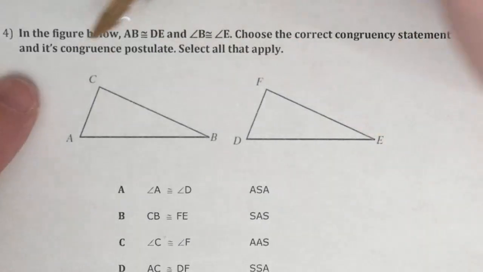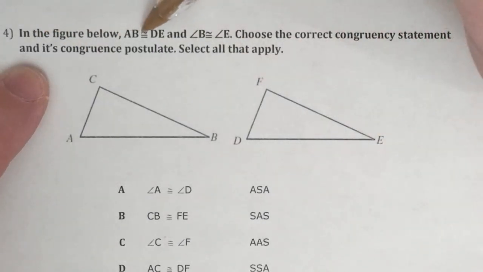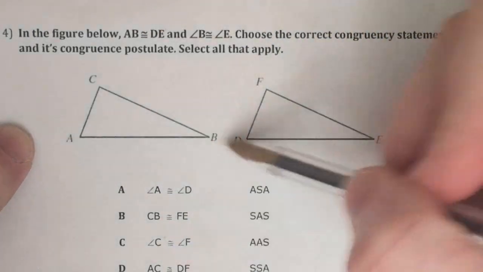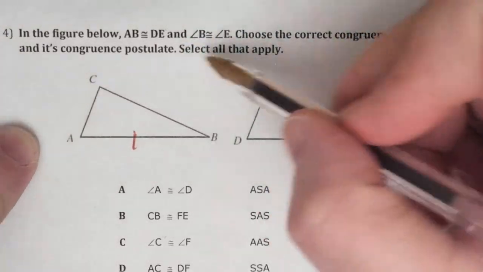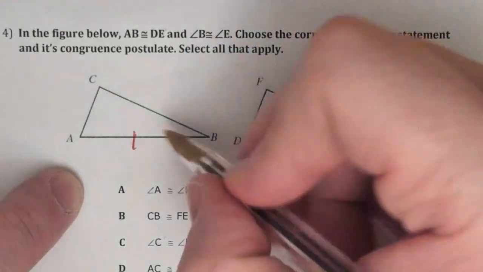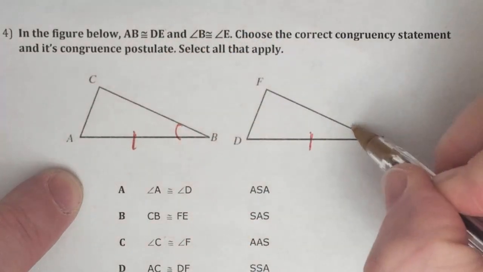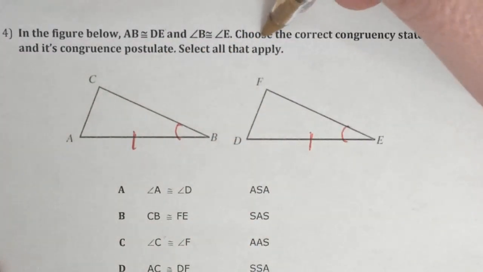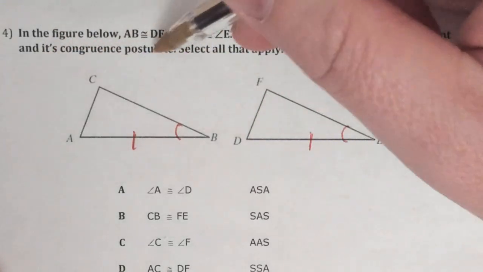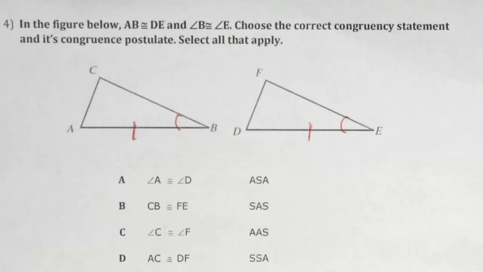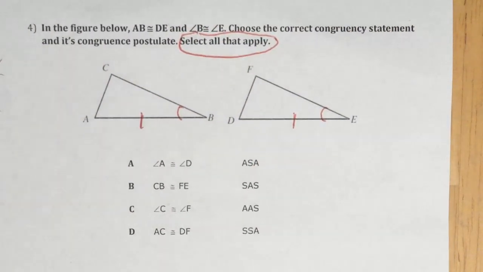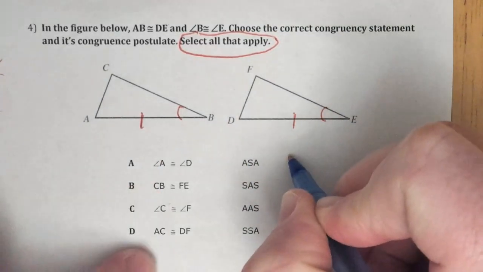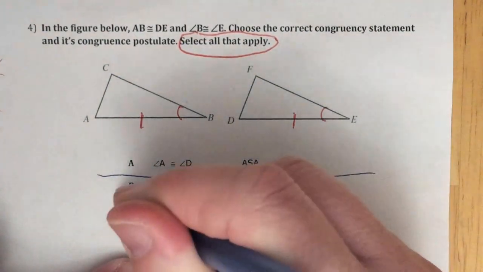All right, so for number 4, in the figure below, AB is equal to DE. So here is AB, boop, is equal to DE, boop. We also know that B is equal to E. So here's angle B, boop, is equal to angle E, boop. Choose the correct congruency statement and its congruency postulate, select all that apply. So here's the important part, select all that apply. So there might be more than one answer. All right, so I'm going to put this in blue. So in blue, make little lines here.